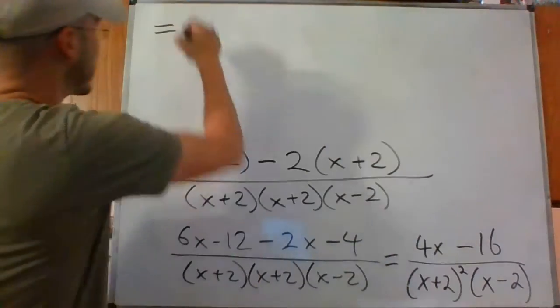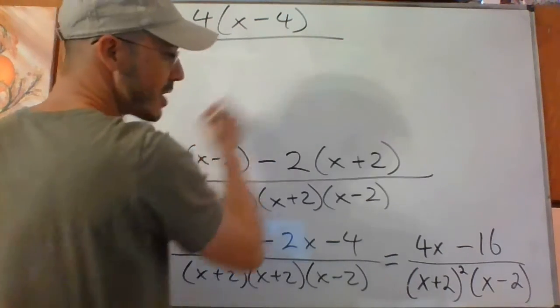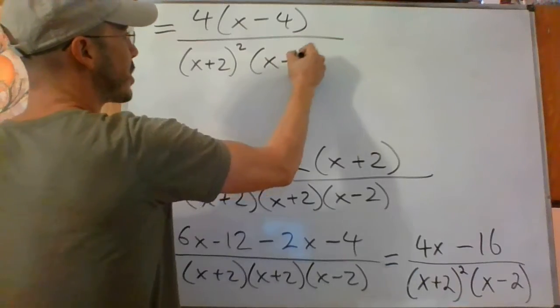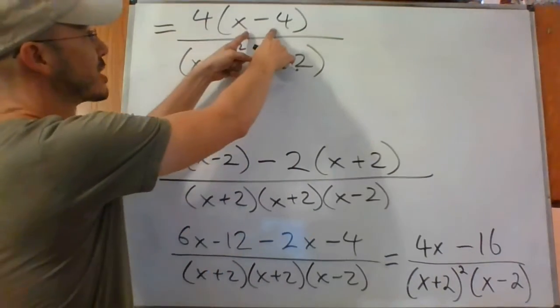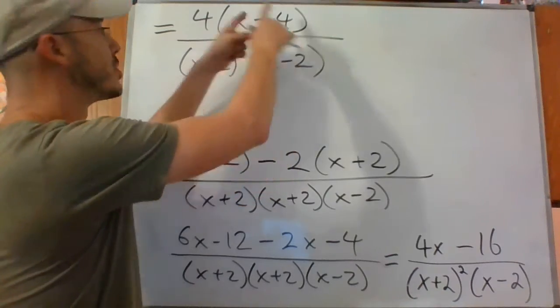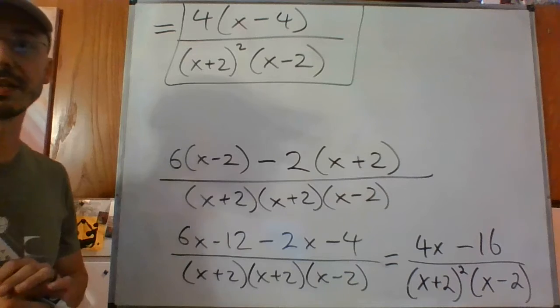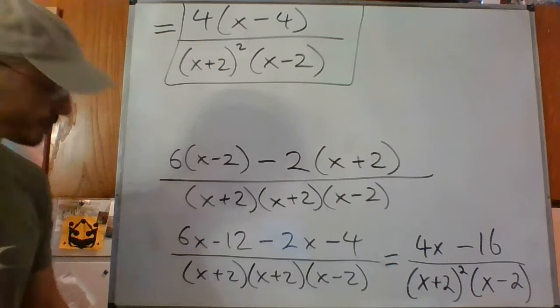There's a common factor of 4 upstairs, leaving x minus 4. And then the denominator is x plus 2 squared, x minus 2. And I see no common factors. x minus 4, but not x minus 2. That's it. That's the difference simplified.